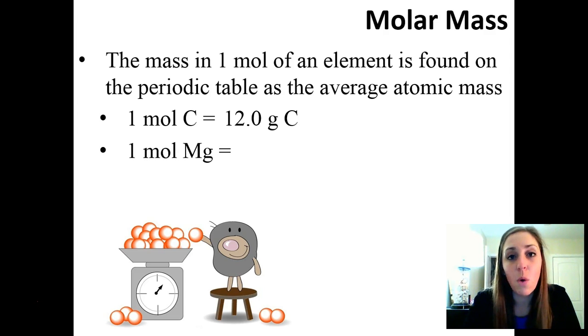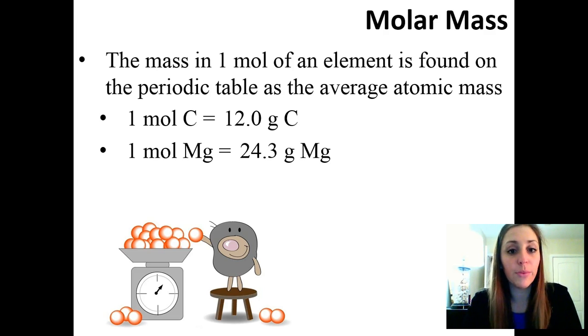How about the mass of one mole of magnesium? Go ahead and find magnesium over there on the left-hand side of your periodic table. You'll see that it has the mass of 24.3 grams. So if you have 24.3 grams of magnesium, you know you have one mole of magnesium. In that one mole, you have 6.02 times 10 to the 23rd atoms.